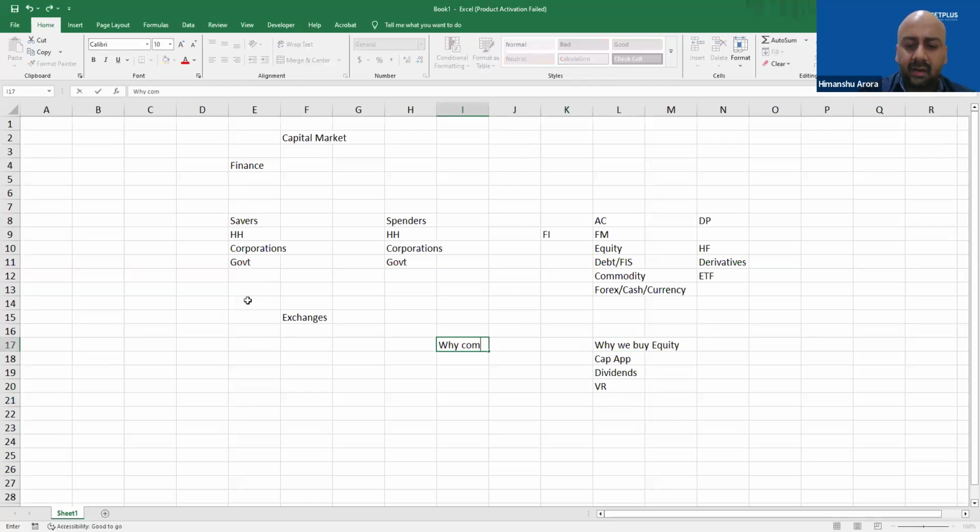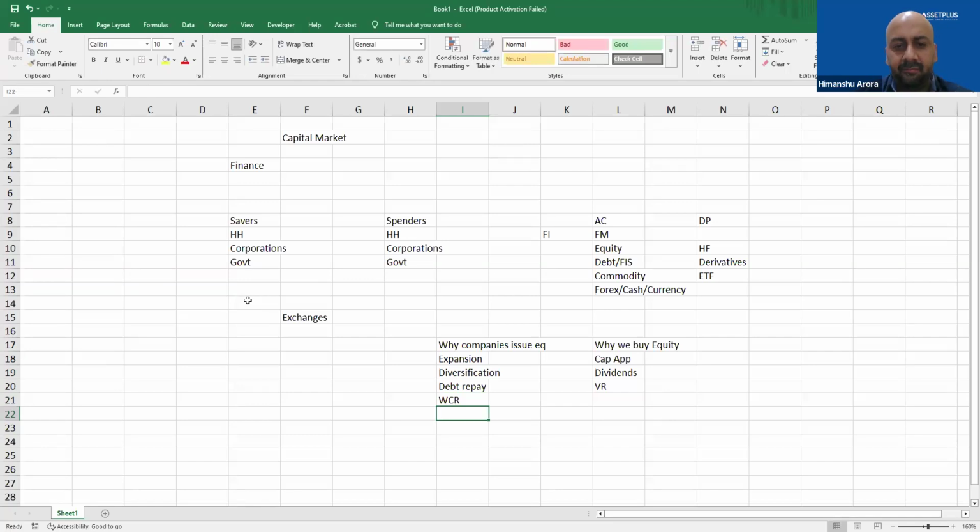And why companies issue equity. One, expansion. Second, diversification. If there is some similarity between two reasons, it will be in expansion and diversification. Expansion in the same field is called expansion. Expansion in a different field is called diversification. Then you have debt repayment. Then you have working capital requirement. And then you have exit option for initial shareholders.